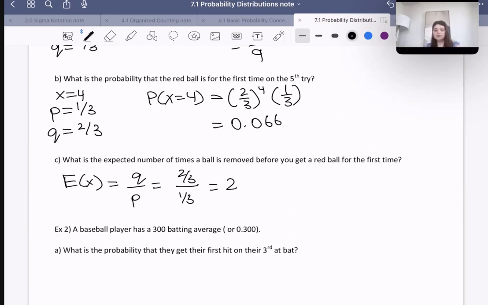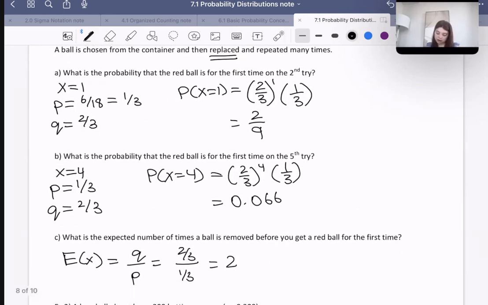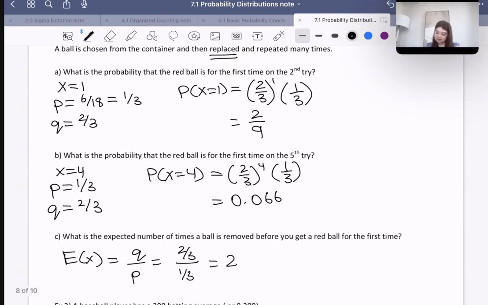Now, some people might say 0.67 over 0.33, which is about 2.03. However, that's going to result in rounding error, so I strongly recommend using fractions and not decimals when finding your expected values to avoid that kind of rounding error. And so this is another reason why we can see that getting the first red ball on the second try is going to have a higher probability than getting the first red ball on the fifth try, because our expected value is for x to be 2.